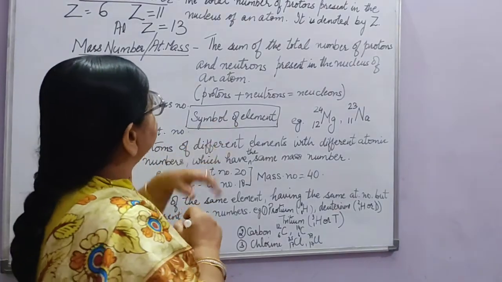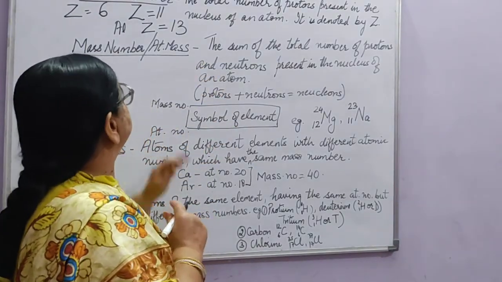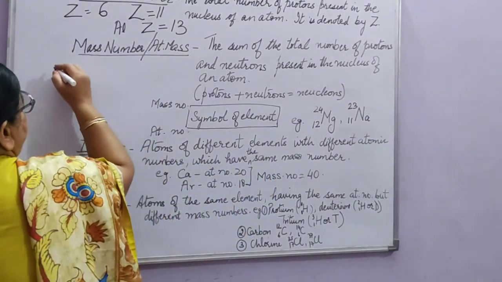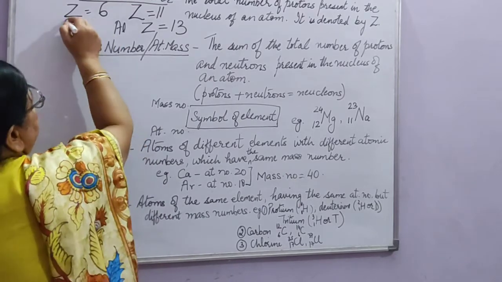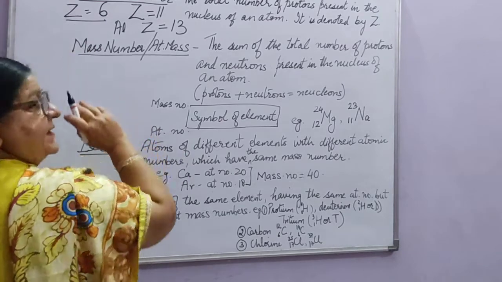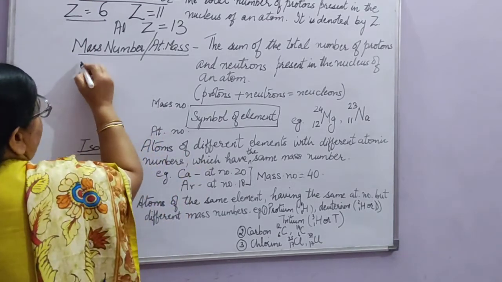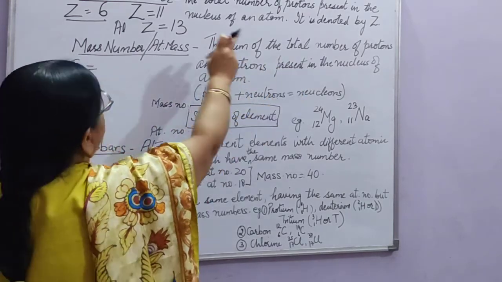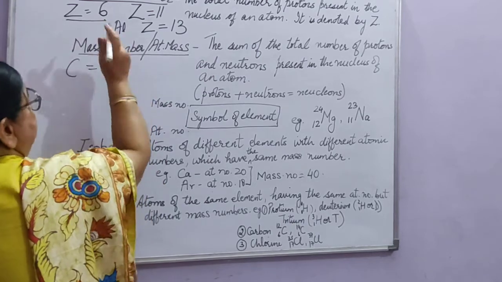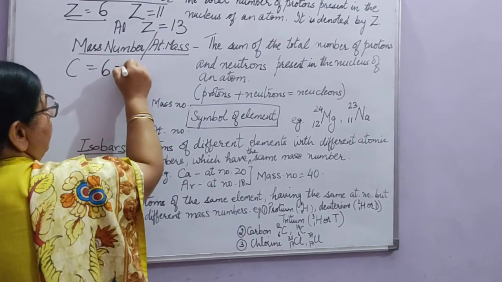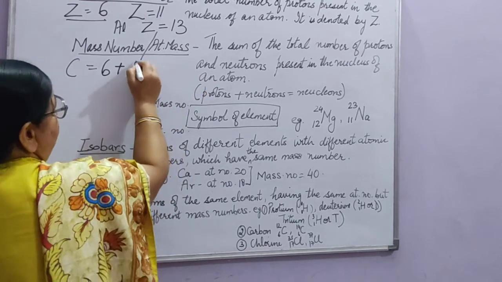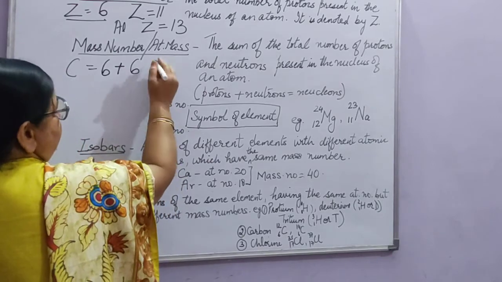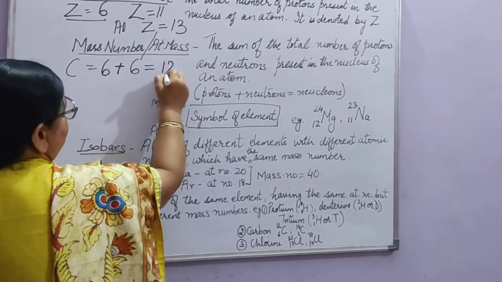Before this, let's find out how we find the mass number or the atomic mass. Suppose we took the atomic number 6 here. That is for carbon. Let's take carbon only. Now for carbon, it is the sum total of the number of protons, that means whatever the atomic number is, 6, plus neutrons, which will be almost the same, I'll tell you how. So this will be 12. So mass number is 12.